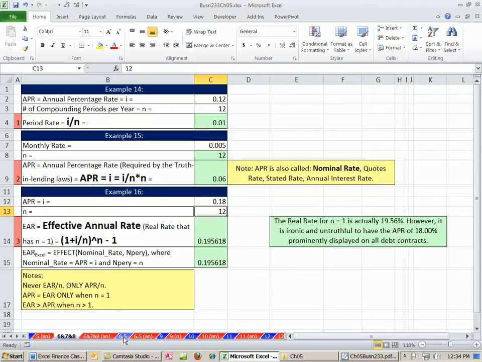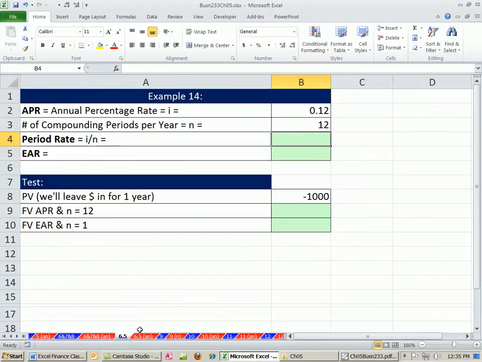Now let's go over and look at an example. I want to prove that we could take this rate and multiply it by our original present value, or our original invested amount, and get the same exact answer as if we did our fancy formula with APR and N. So let's come over here, this sheet 6.5. Let's calculate our period rate.